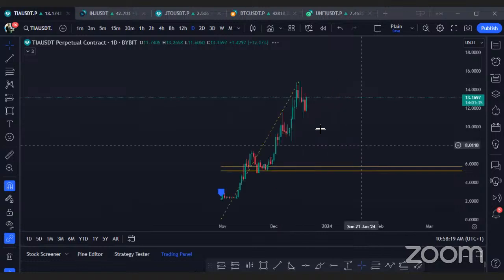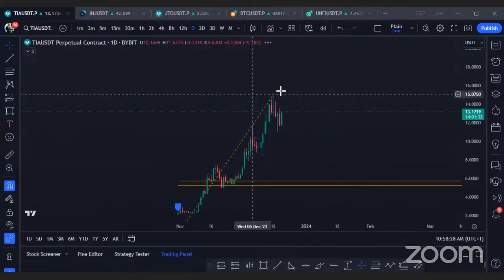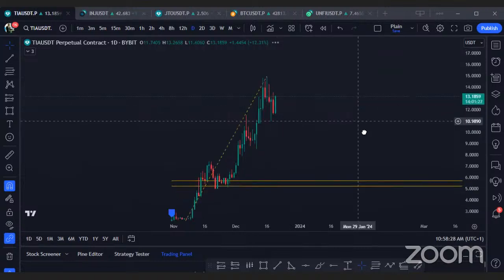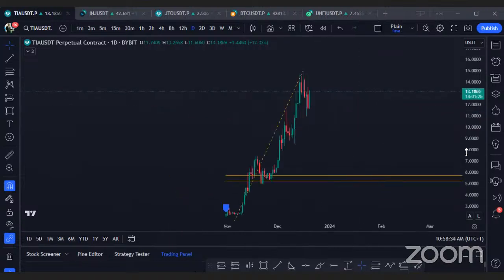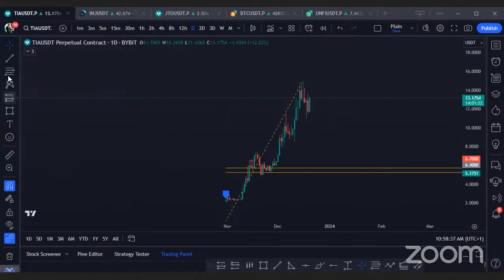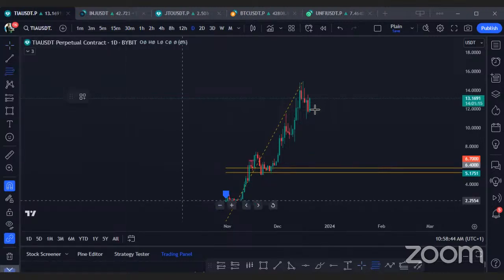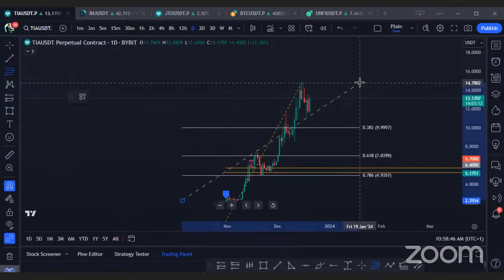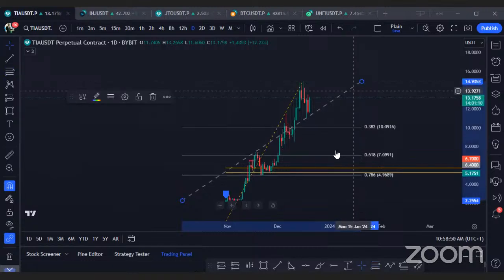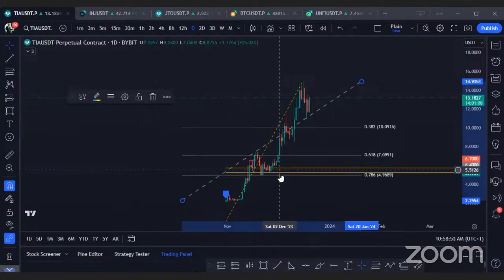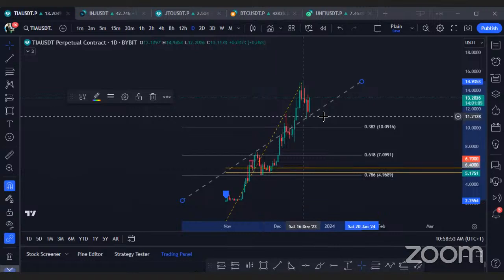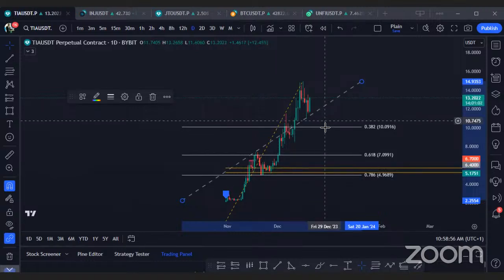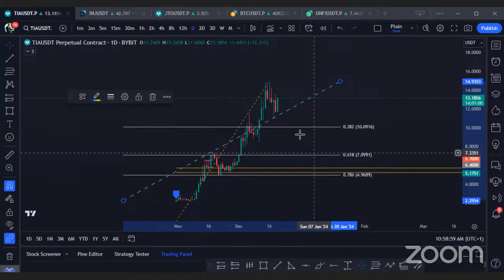Where did I even buy this token myself? I think I FOMO'd and bought at $15. It has not even pulled back. On a daily time frame, it has not even pulled back to that 382 level. Even this pullback we had to $11, it hasn't even gotten to that 382 level.